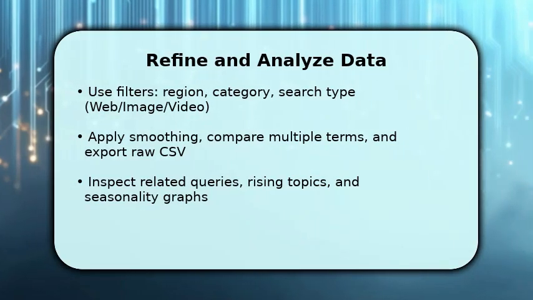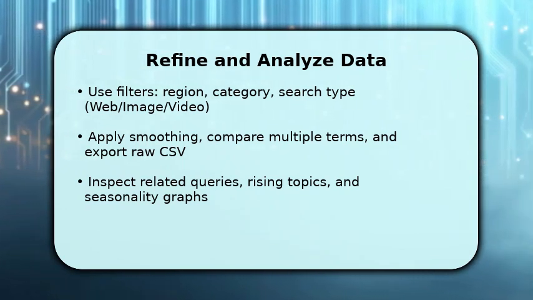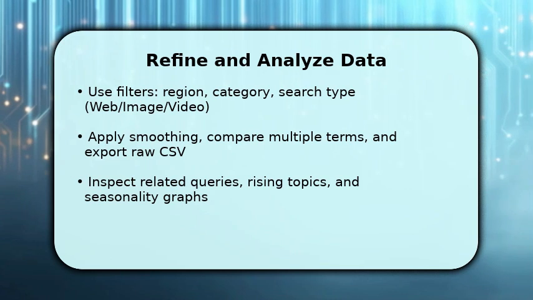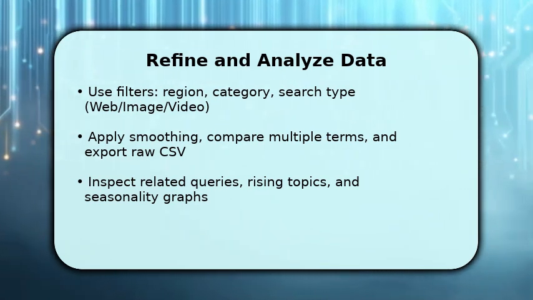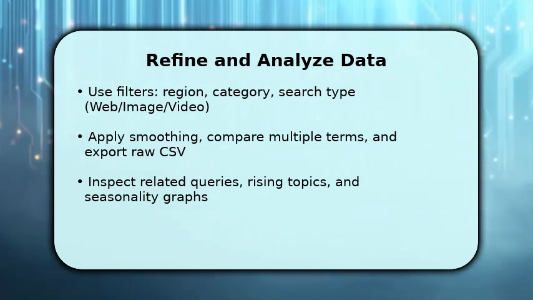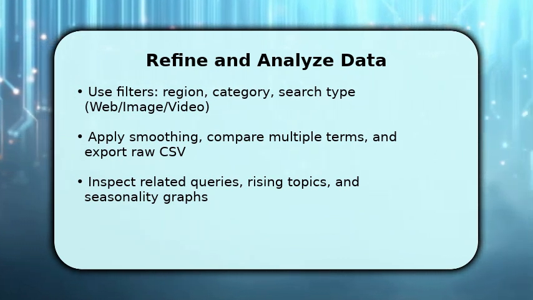Now dig into the middle work. You'll refine with filters, switch region, category, and search type to isolate intent. That's why filtering matters. Image interest versus web interest can diverge. Apply smoothing to reduce noise, then stack up to 5 comparison terms to see proportional trends.